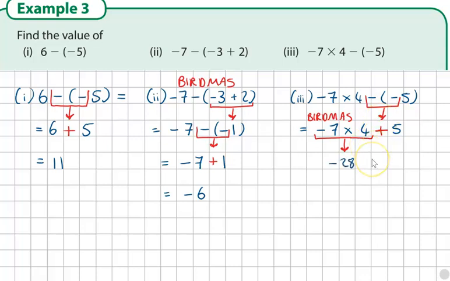And then we bring down the plus 5. So we've minus 28 plus 5. So when you're adding or subtracting integers, different signs subtract and keep the sign of the bigger number. So we're going to subtract. So 28 take away 5, and our answer will have to be minus. So it's minus 23.